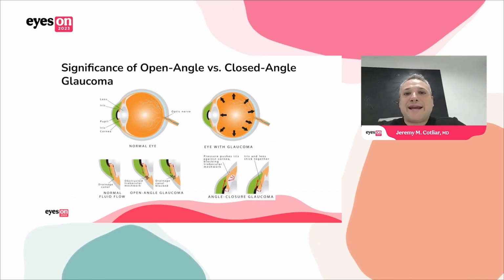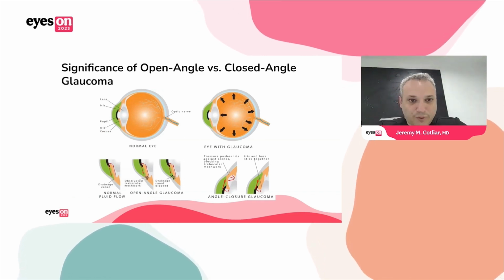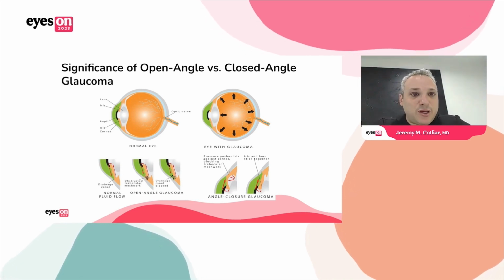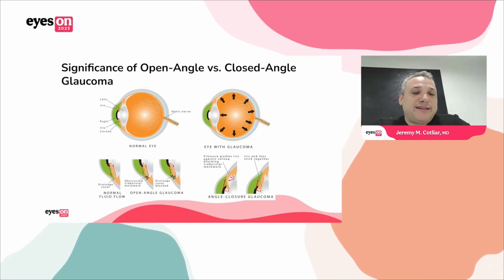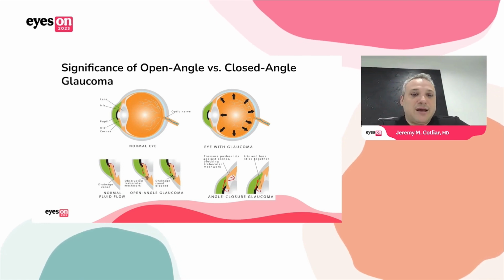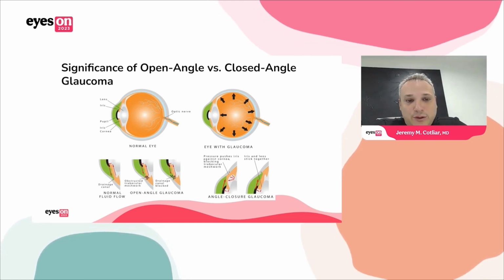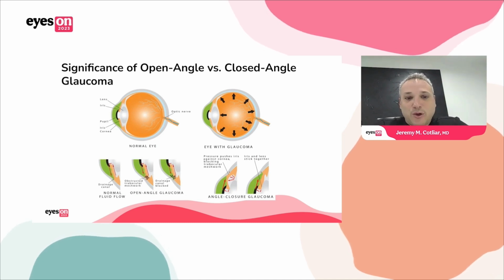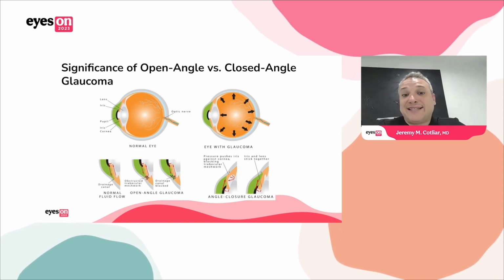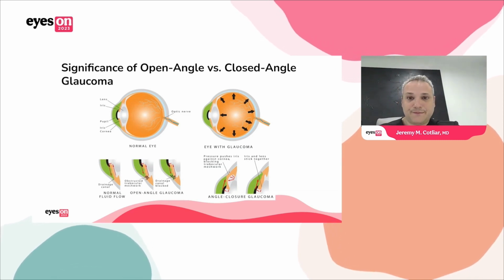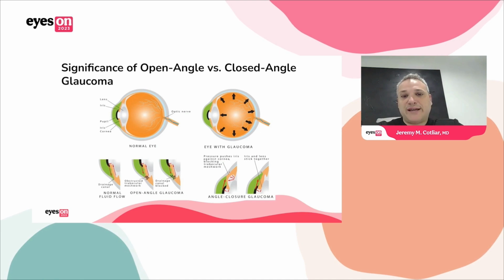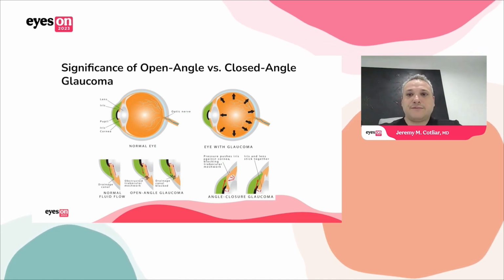So, the significance of open angle versus closed angle glaucoma. In a normal eye, you see the pupil, the iris, the cornea, and the angle is in between the iris and the cornea. When you have a narrow angle, typically the iris obstructs the angle. And with open angle, there's some obstruction in the drainage channels of the angle that sometimes we just can't see. And the end result is high intraocular pressure, which then can progress to optic nerve damage.